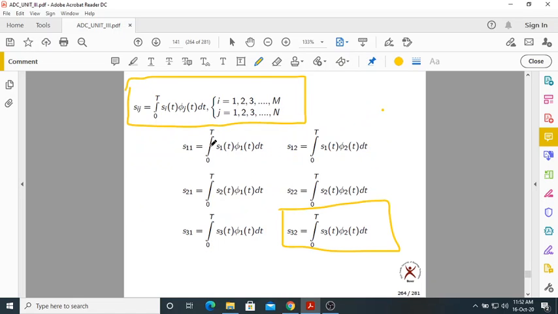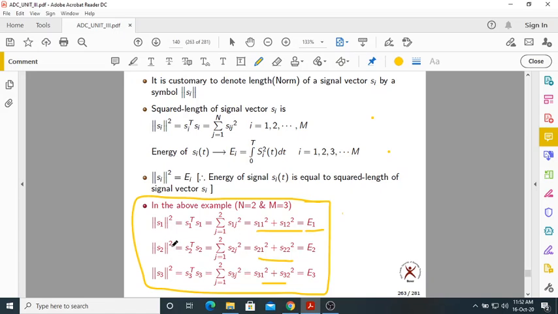In the same way, can you tell me what is the distance between S1 and S2? What is the square of the distance between signal vectors S1 and S2? It would be simply S11 minus S21 whole square plus S12 minus S22 whole square. In the same way, you find the square of the distance between S1 and S3, S2 and S3, S1 and S2, like that.